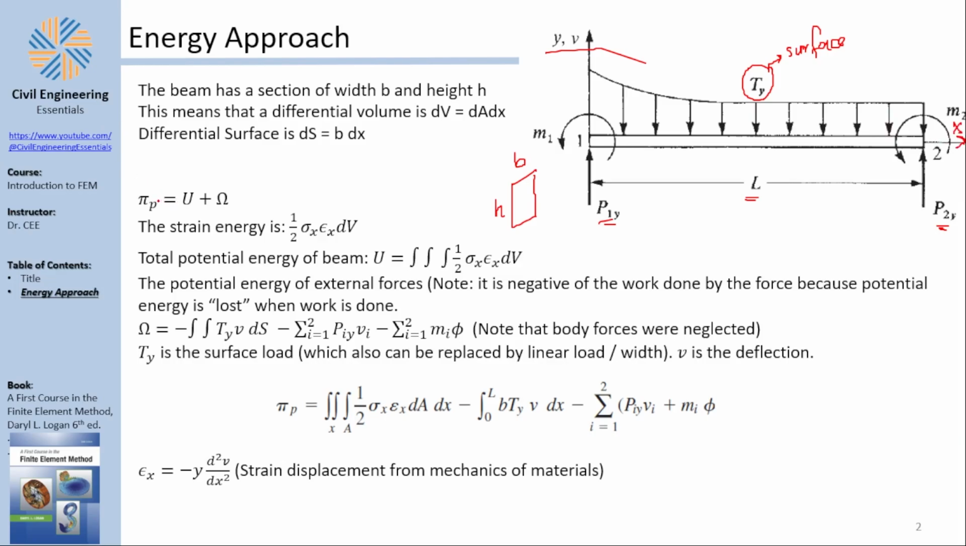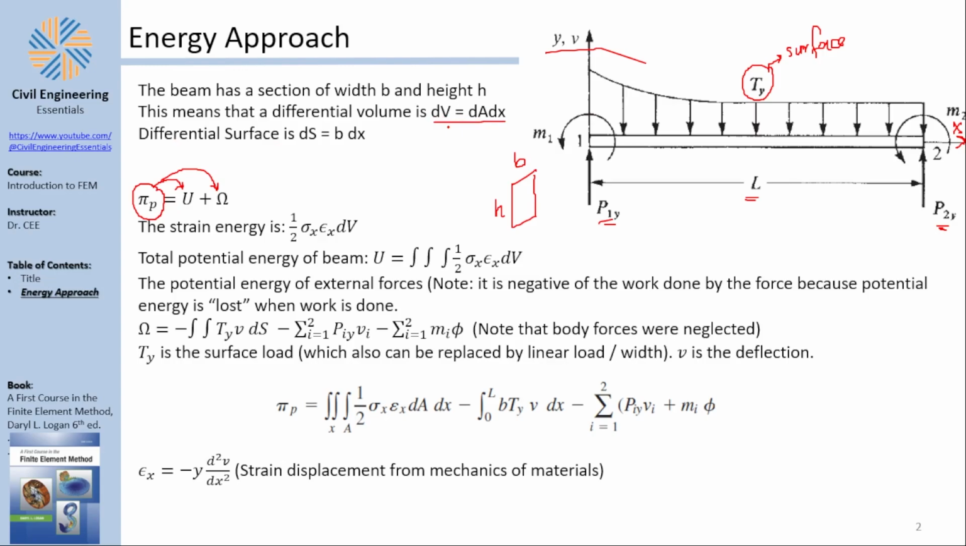Using the energy approach, a structure reaches stability when its potential energy is minimized. Of course, the potential energy here is basically the sum of the internal energy as well as the potential energy of the external forces. And there are some little things I want to quickly talk about here.